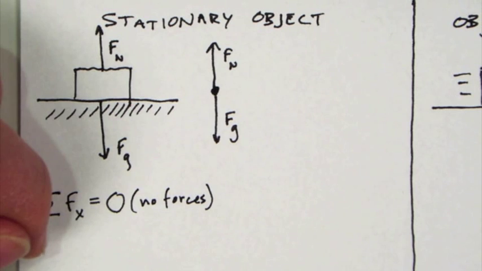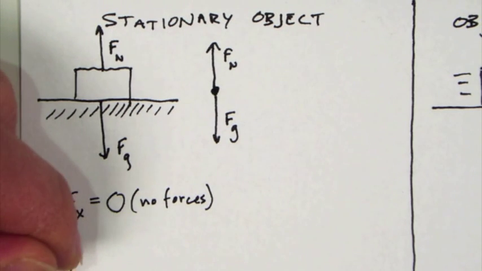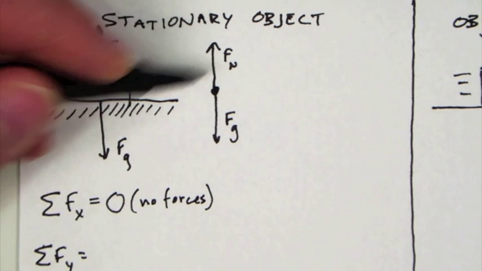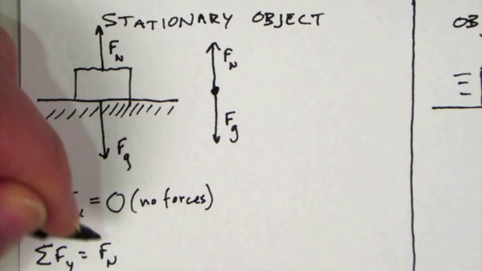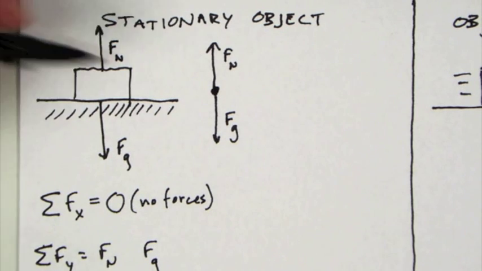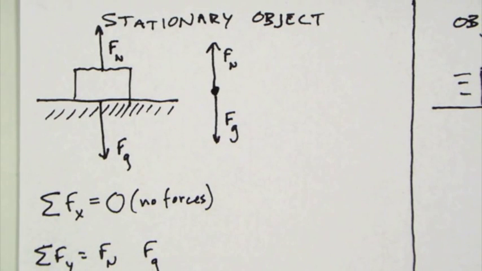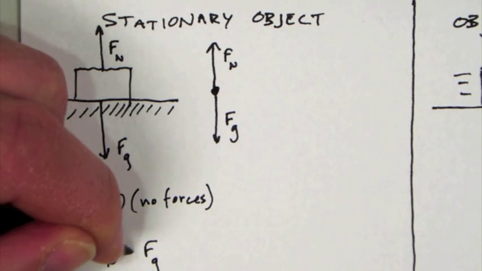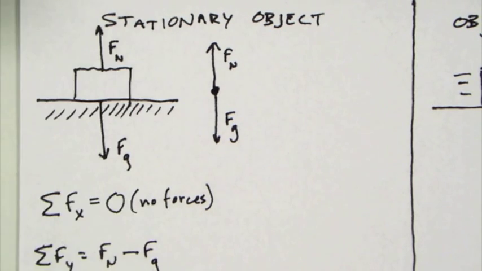In the y direction, it's going to be a little bit different story though, because now I have 2 forces. I have the normal force and I have gravity, weight. Now, do I add those together or do I subtract them? Well, they're going in opposite directions, so I'm going to have to subtract. Because the normal force is going up, I typically call that positive. Because weight is going down, I typically call that negative. So I'm going to subtract the weight from the normal force. And then I want to know, what does that equal?